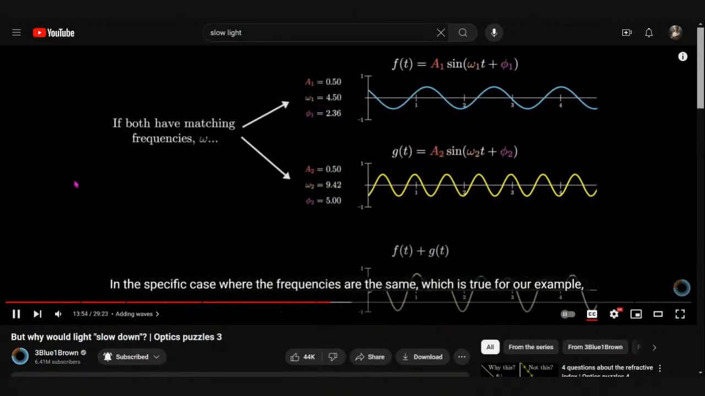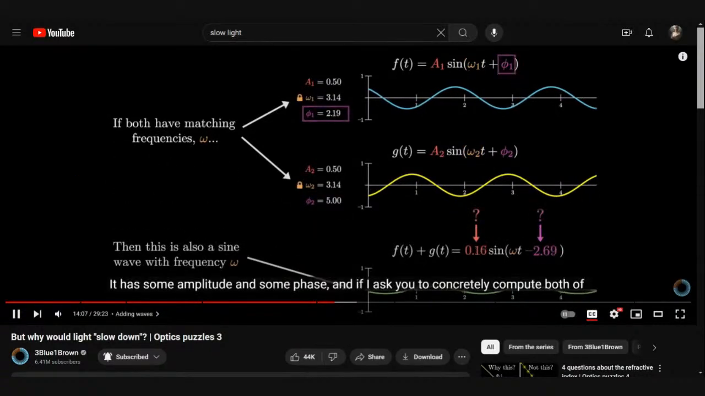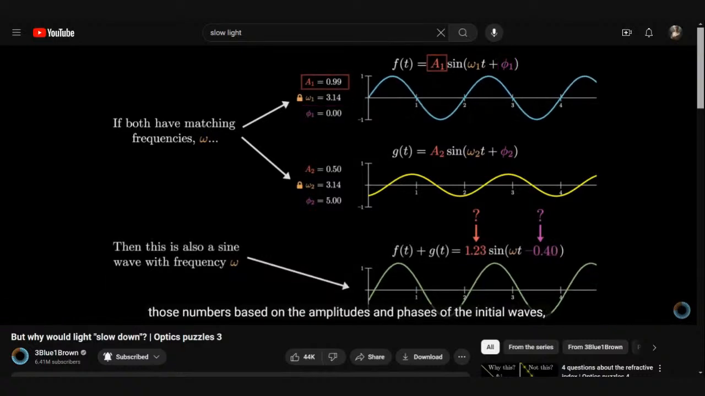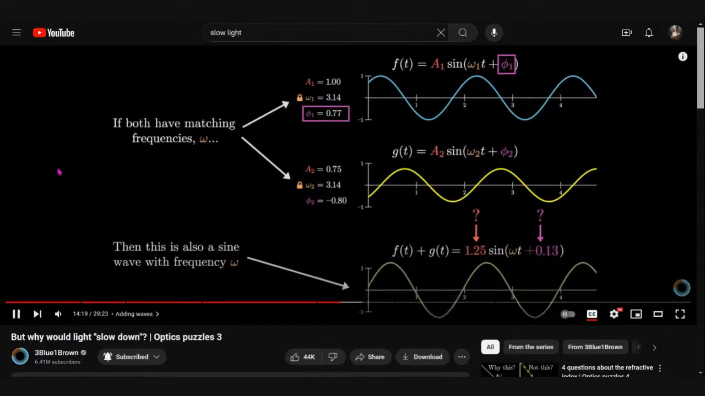In the specific case where the frequencies are the same, which is true for our example, the result will also look like a sine wave with that same frequency. But even then, it's a little tricky to think about exactly how to describe that wave. It has some amplitude and some phase, and if I ask you to concretely compute both of those numbers based on the amplitudes and phases of the initial waves, it's not immediately clear how you would do that without maybe throwing a bunch of trig identities at the problem. But here's a really nice way to think about it.